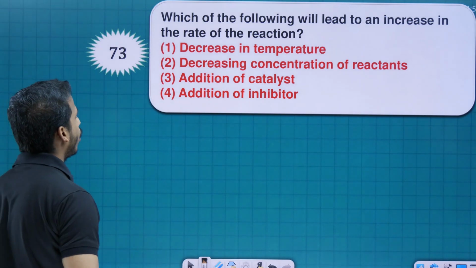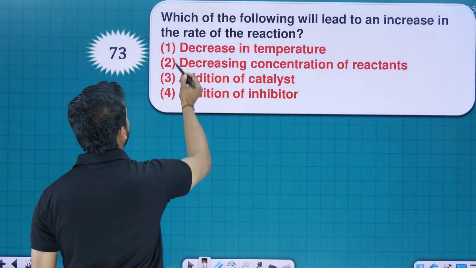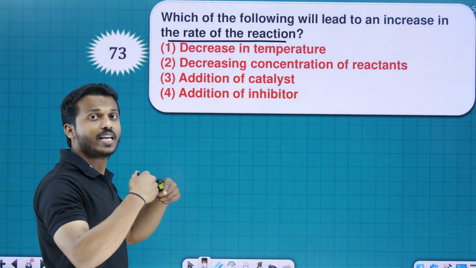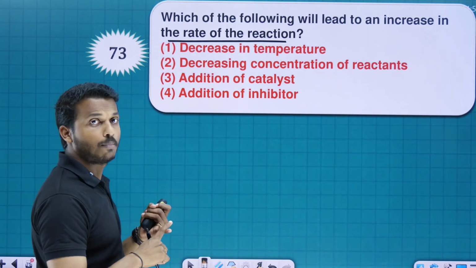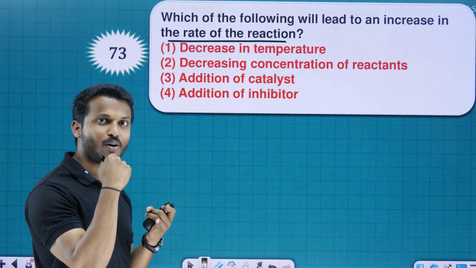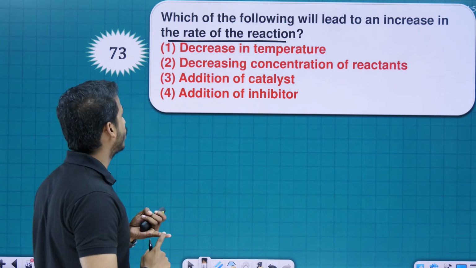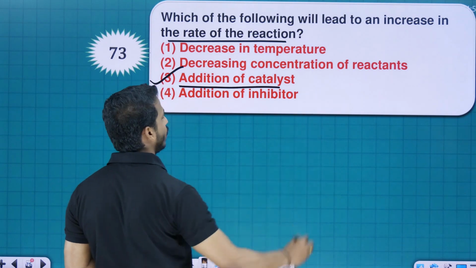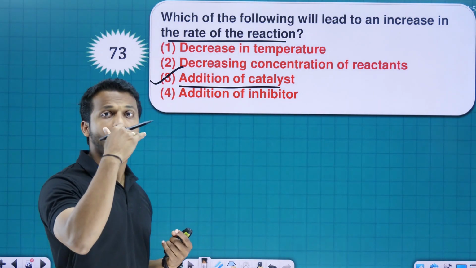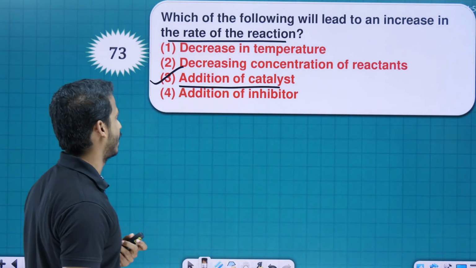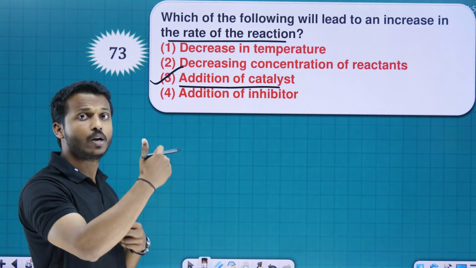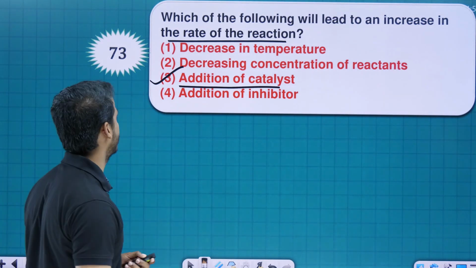Next one, which of the following will lead to an increase in the rate of the reaction? Decrease the temperature? No, the temperature should increase, then only the rate increases. Decreasing the concentration of reactant? No. Addition of catalyst, right? If a catalyst is added, what happens? It reduces the activation energy and speeds up the reaction. An inhibitor will prevent the activity of the catalyst.